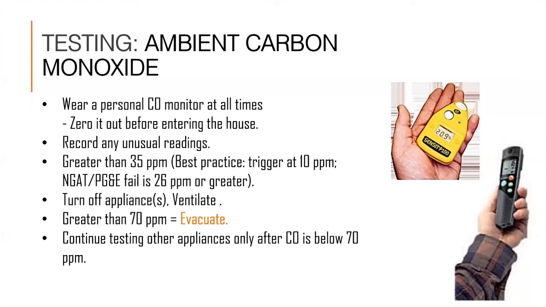We have a multitude of triggers that we look at for NGAT and PG&E. The fail level is at 26 parts per million or greater. You hit that, you got to turn off the appliances and let the house ventilate. And if by chance you get a level of greater than 70 parts per million ambient carbon monoxide, you got to evacuate the house. However, you can continue testing other appliances once it gets back below 70.